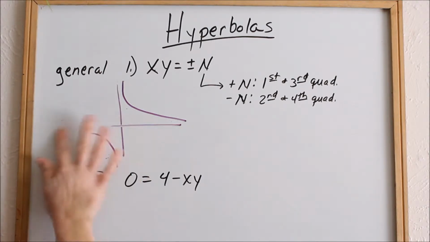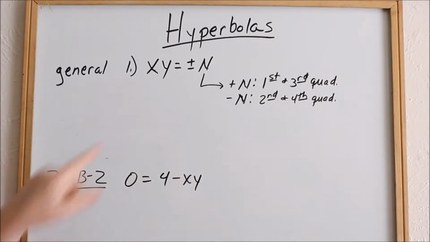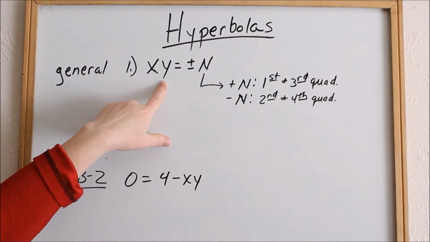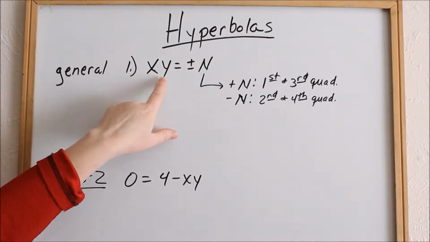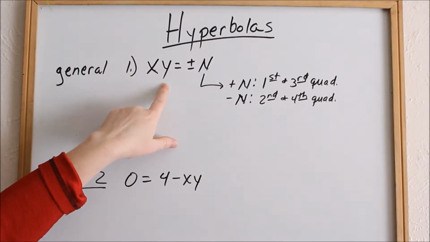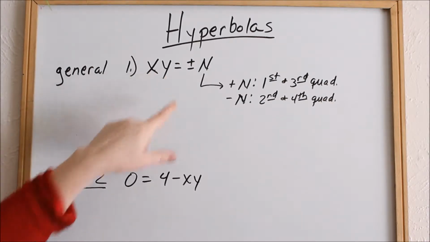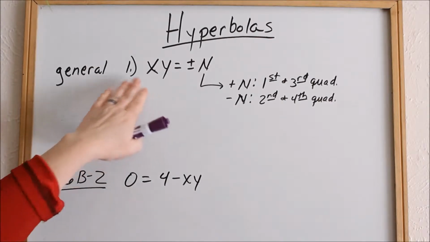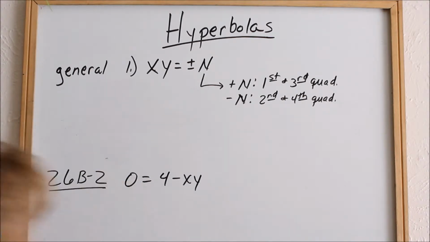Okay? Also on hyperbolas, one thing you will notice is that neither x nor y is squared. The same is true in a line. In a line, neither x nor y is squared, but in a line, x and y are added or subtracted. In a hyperbola, x and y are multiplied together. That's how you know the difference between a hyperbola and a line. In a hyperbola, x and y are multiplied together. The reason I have it number 1 is that this is just one general form of a hyperbola.